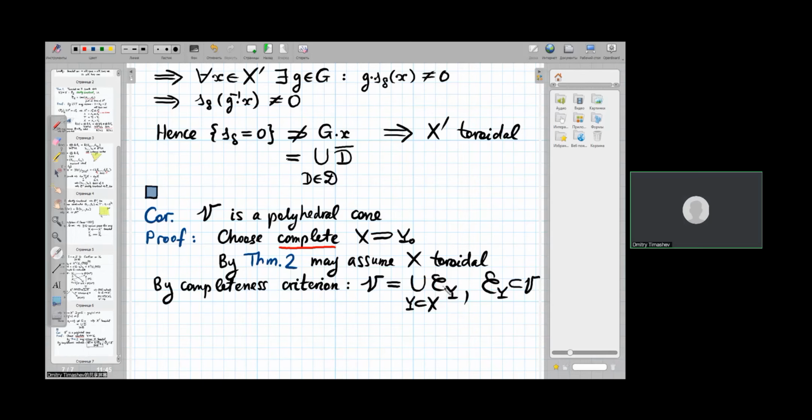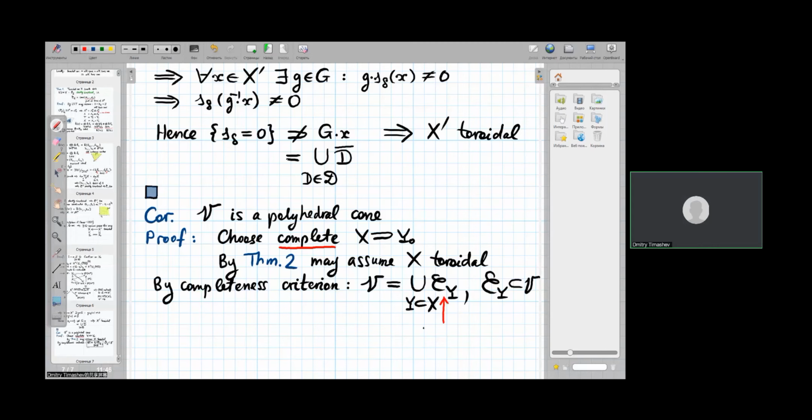But since each of these cones is generated by some vectors from here, corresponding to the G-stable prime divisors containing y, it is already included in V, in the valuation cone. And therefore, we have not just an inclusion here, we have an equality. Since V is a convex cone and it is a union of finitely many polyhedral cones, each of these cones is a polyhedral cone.